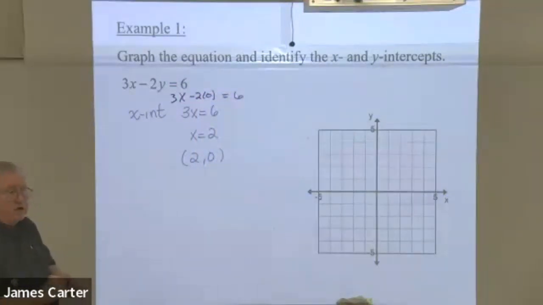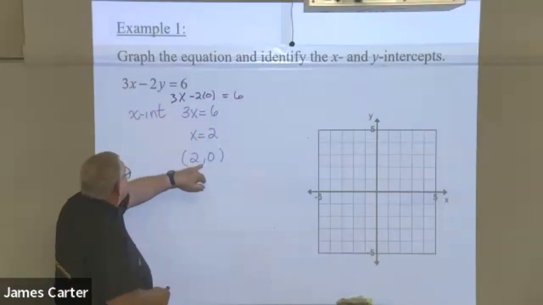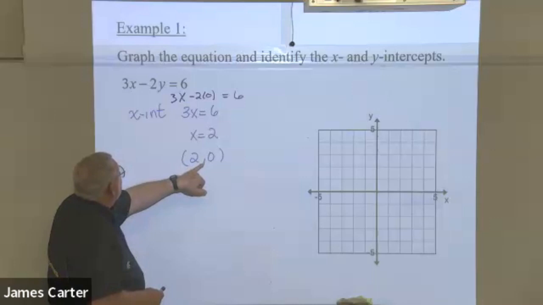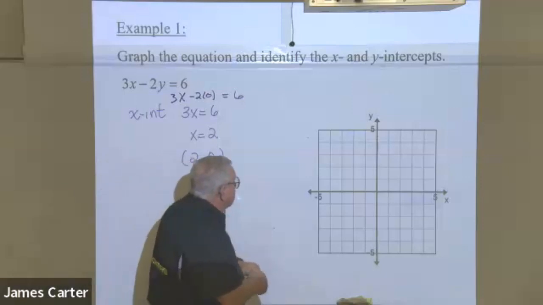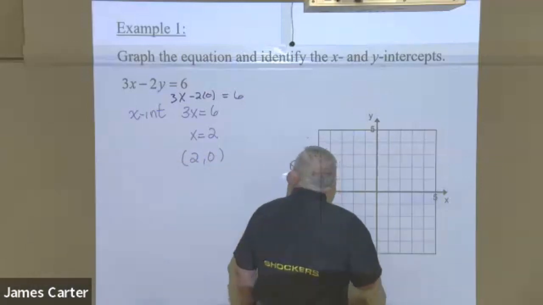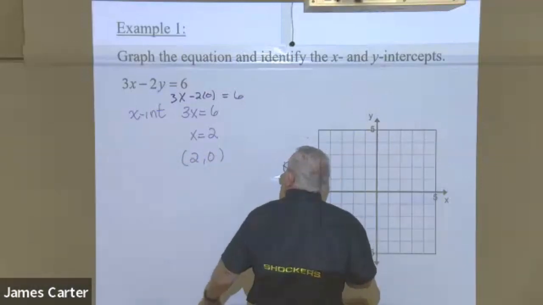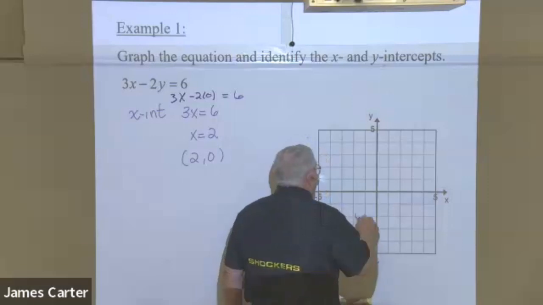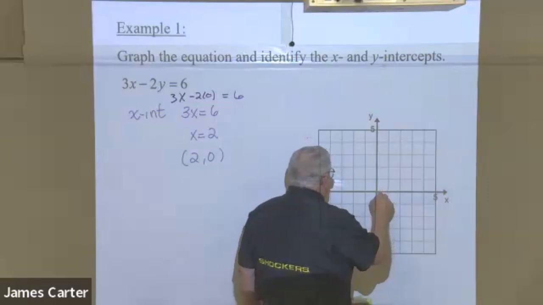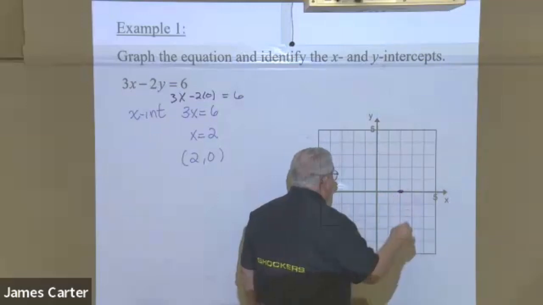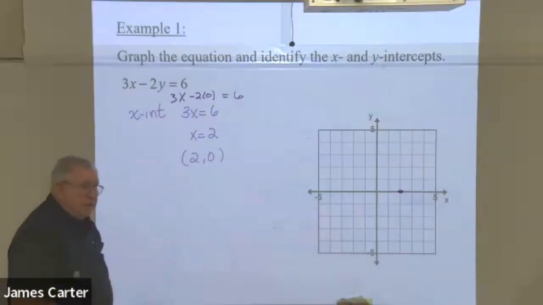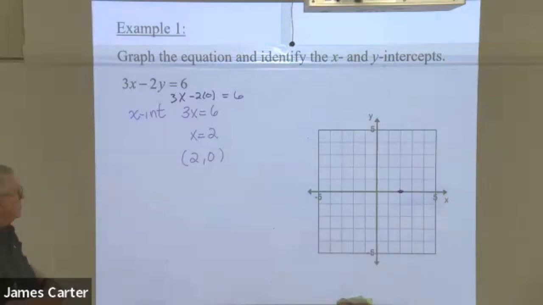Okay, for the X-intercept, you solve it on down, so that gives you the point 2, 0. X is 2, Y is 0. So in other words, this right here is the X-intercept, that point, (2, 0).